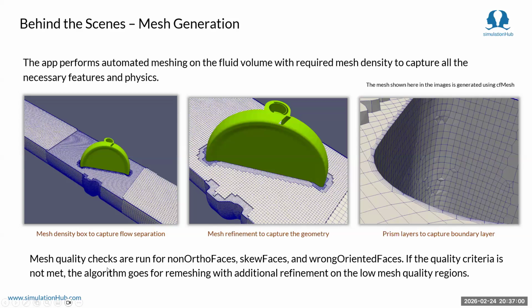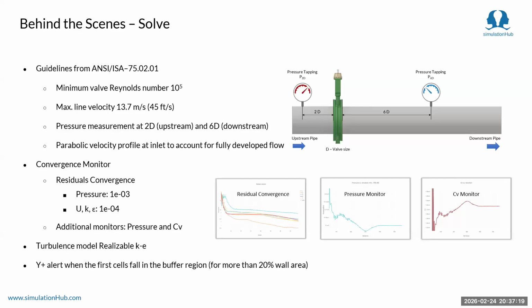On top of this, there is a mesh quality check algorithm which iteratively improves the mesh until all the mesh quality parameters are satisfied to the defined criteria. And for the solve, there are some flow conditions. These come from the ANSI IC guidelines. So what should be the maximum line velocity, the minimum Reynolds number that should be maintained, and pressure tappings. The flow should be fully developed. So all those things are followed.